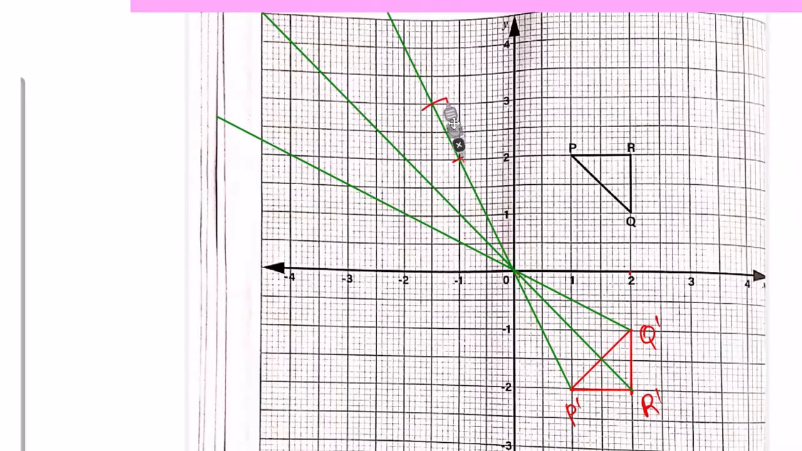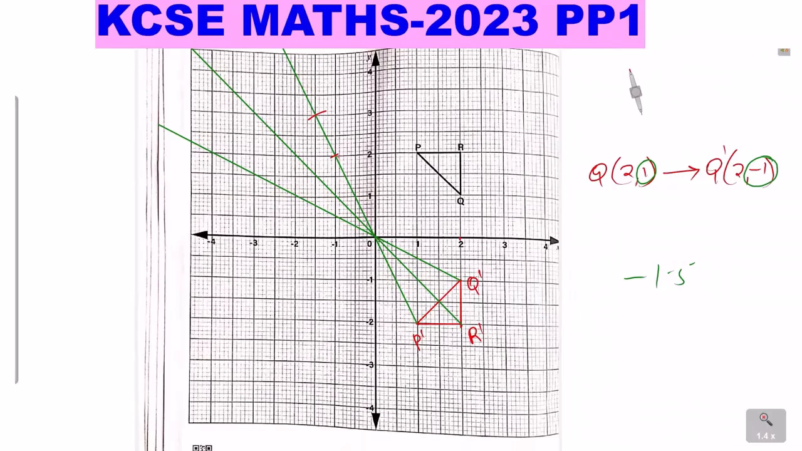Another simpler method you can use: just count the number of squares along that straight line from P prime to the center of enlargement. They are 1, 2, 3, 4. Those are 4 squares. So 1.5 times 4 squares will give 6 squares. That means from the center of enlargement you simply count 6 squares. 1, 2, 3, 4, 5, 6. And this is where you shall have P double prime. That is the easiest way.